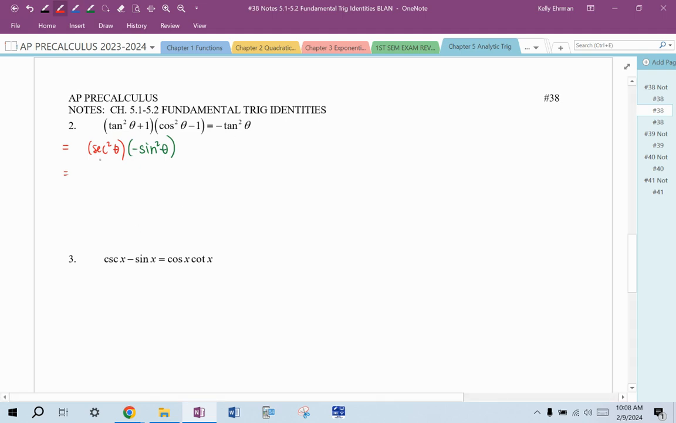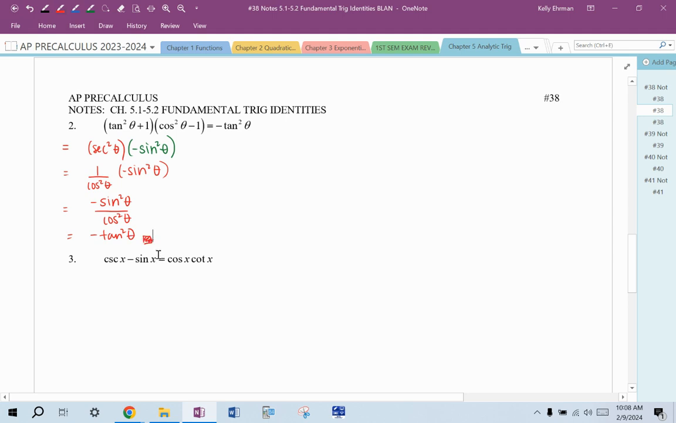Usually after I've used some identities, I rewrite in terms of sine and cosine. So secant squared is 1 over cosine squared theta times negative sine squared theta. You're multiplying two fractions together. You can merge them together: negative sine squared theta over cosine squared theta. And remember, we're trying to get negative tangent squared. We have the negative. Tangent is sine over cosine. So this is negative tangent squared theta.